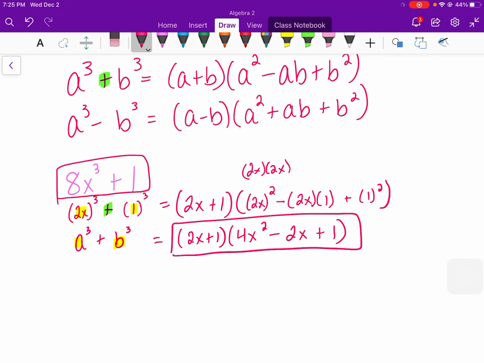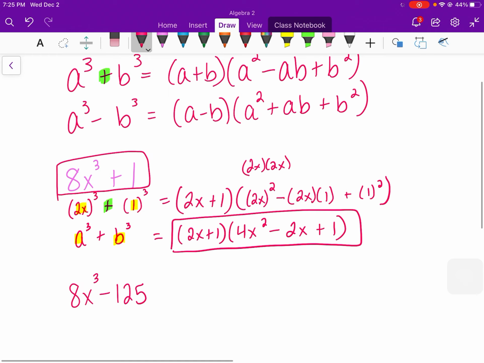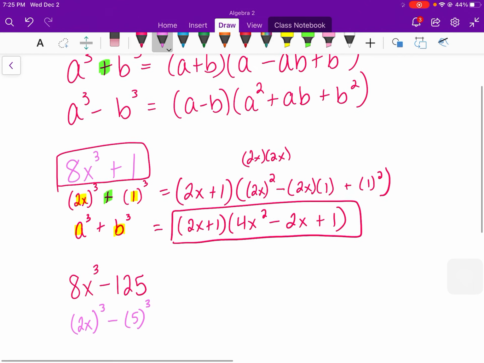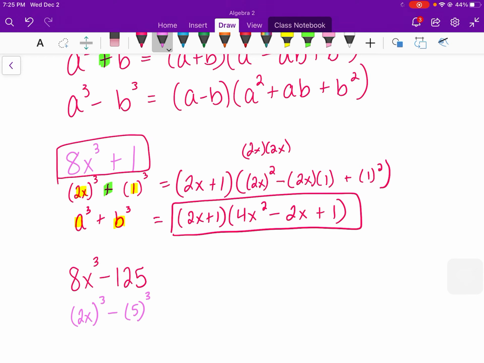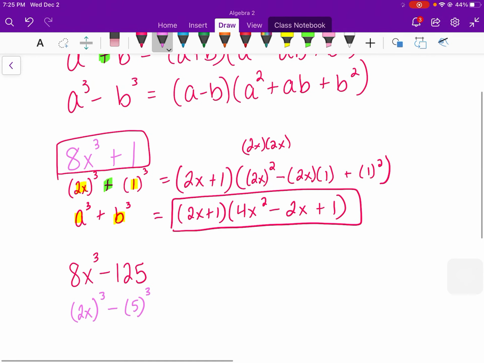Okay, so let's see, how about another one we could do. How about 8x cubed minus 125. This is a difference of perfect cubes, so the minus formula. 8x cubed is the same thing as 2x to the third power, like I explained in the first example, and 125 is the same thing as 5 cubed, since 5 times 5 times 5 is 125.